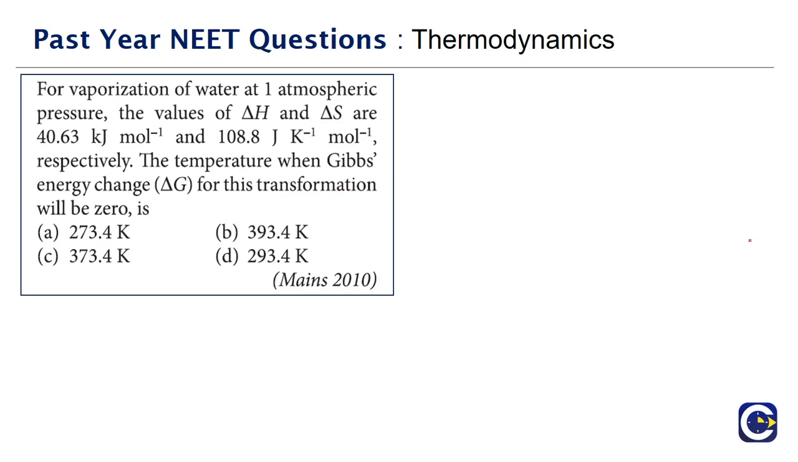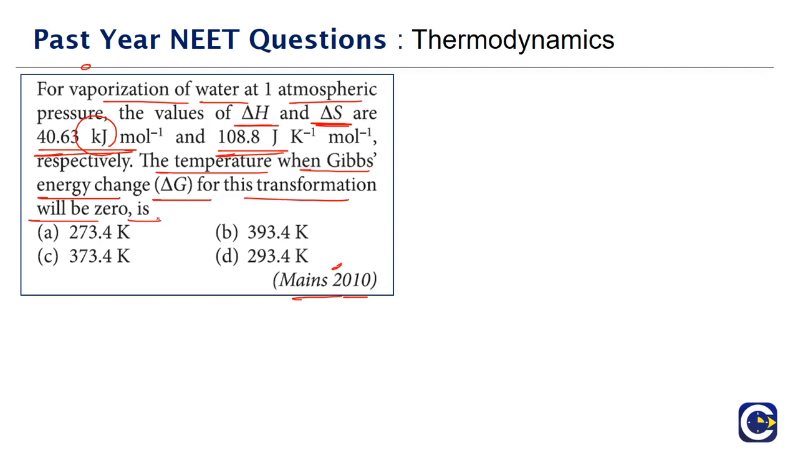Next we have another question that has come in the 2010 mains paper. For vaporization of water at 1 atmospheric pressure, the values of delta H and delta S. Delta H is what? 40.63 kilojoule per mole. Delta S is 108.8 joule per Kelvin per mole. So whenever we see these delta H and delta S problems, we have to be doubly careful that usually they will give us delta H values in kilojoule and delta S will be in joule. So we have to keep in mind that there should be a conversion here. Okay. Now the temperature when the Gibbs energy change delta G for the transformation is 0.